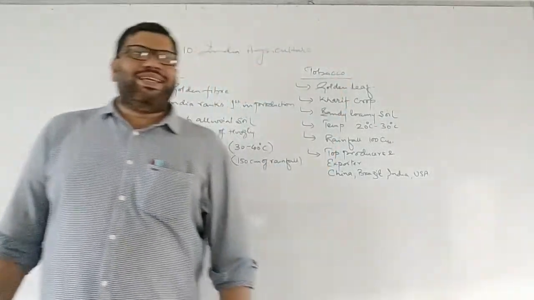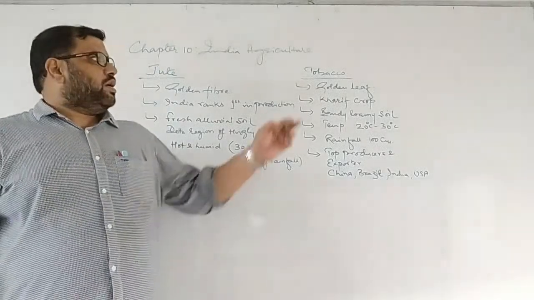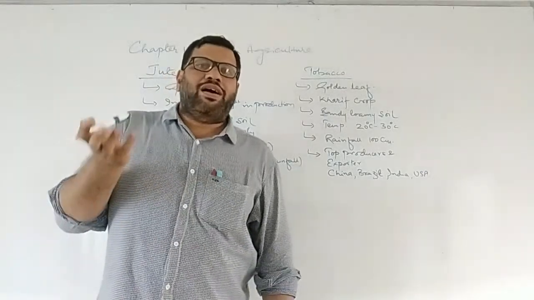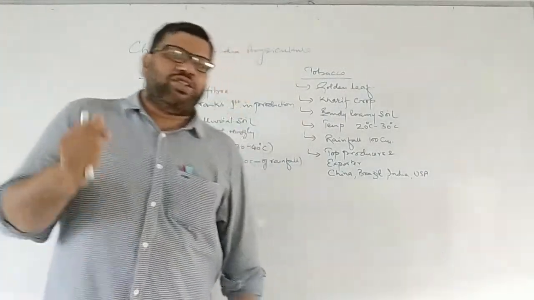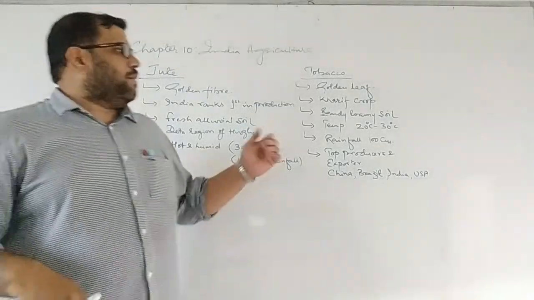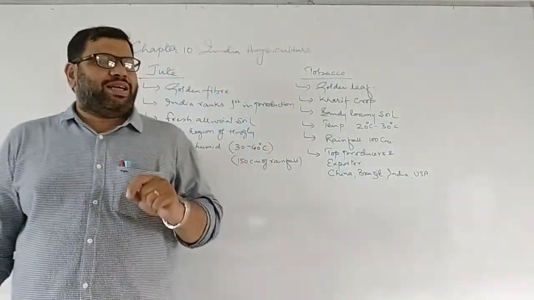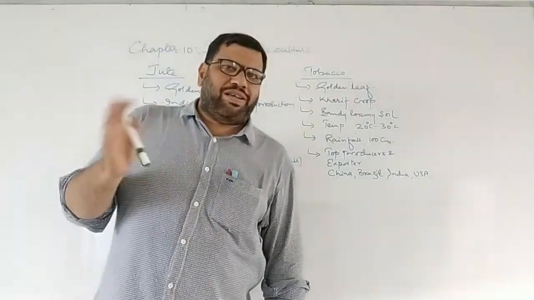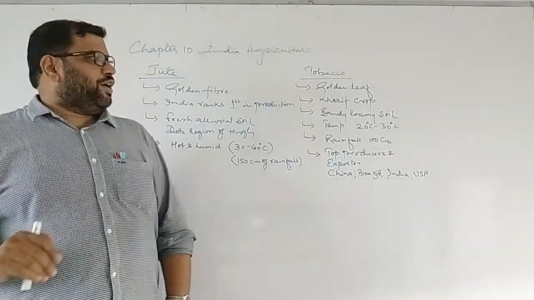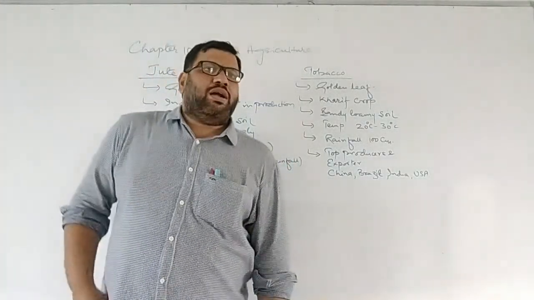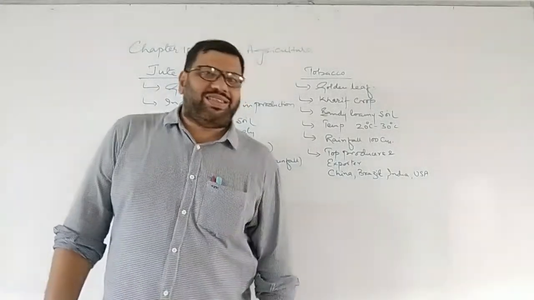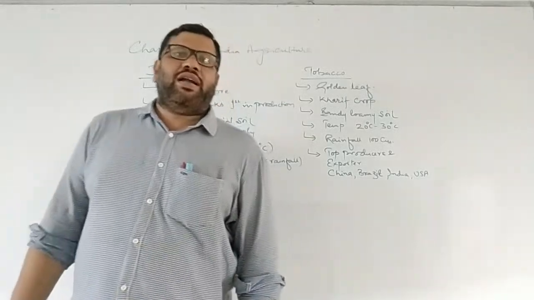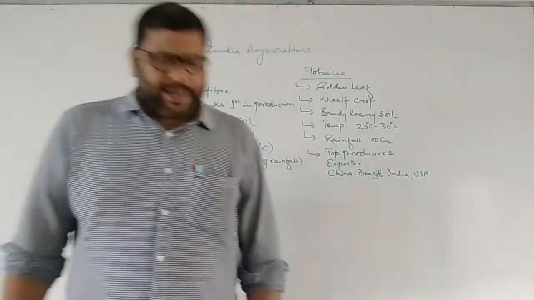Tobacco, also called the golden leaf, is a Kharif crop that requires sandy and loamy soils. Sandy because the water should seep down and should not remain stagnant at the roots. Temperature requirement will be 20 to 30 degrees centigrade. Rainfall will be around 100 centimeters, plus minus. And in the top producers and exporters in the world, we are number 3. Number 1 is China, number 2 is Brazil, number 3 is India, and the 4th one is the United States of America.